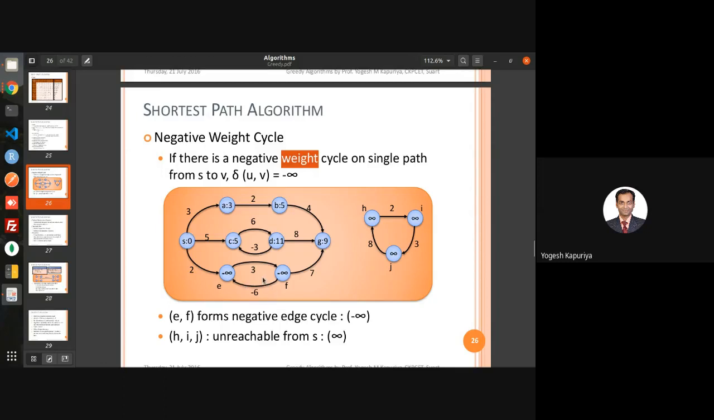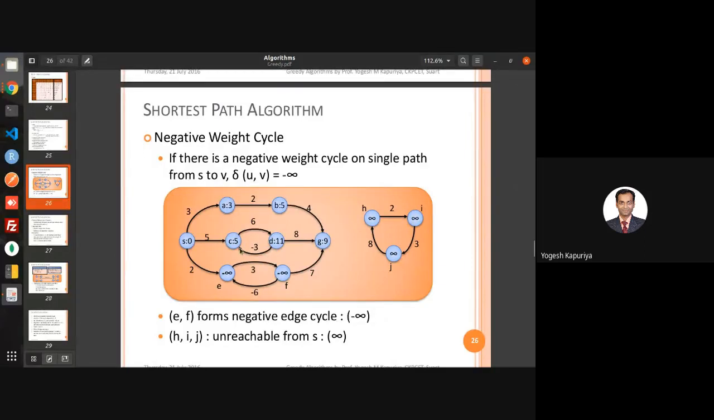When you have this scenario, you have to understand that there may exist some negative weight cycle. Let me give you this example. See this loop EF, right? What do we mean by negative weight cycle? It means that the total weight of all the edges which make a loop, or a cycle, is negative.